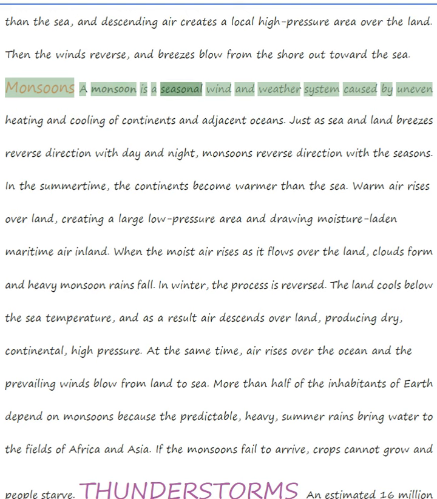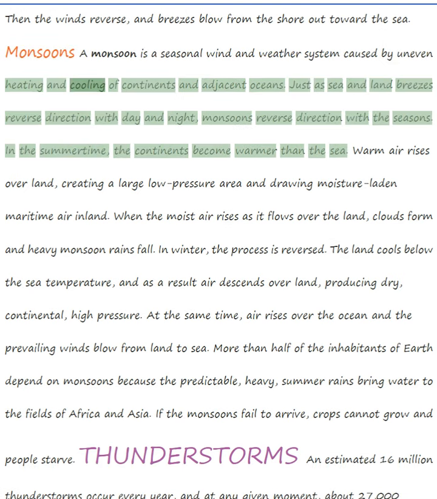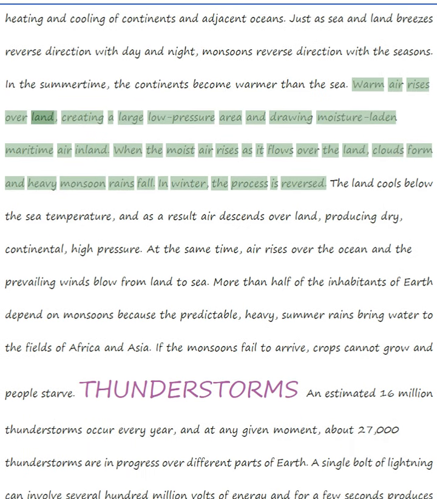Monsoons. A monsoon is a seasonal wind and weather system caused by uneven heating and cooling of continents and adjacent oceans. Just as sea and land breezes reverse direction with day and night, monsoons reverse direction with the seasons. In the summertime, the continents become warmer than the sea. Warm air rises over land, creating a large low-pressure area and drawing moisture-laden maritime air inland. When the moist air rises as it flows over the land, clouds form and heavy monsoon rains fall.